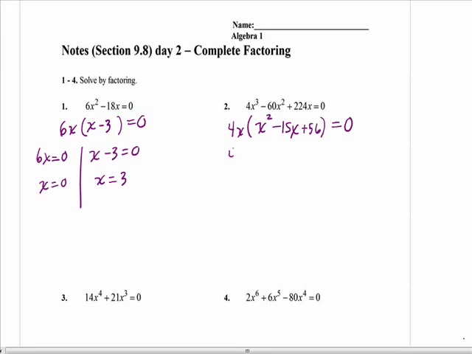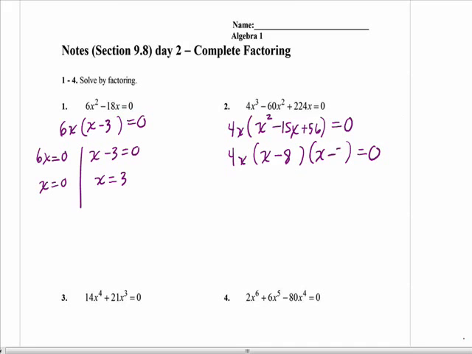Now, we have such good luck that our trinomial now does not have an a term, so much easier to factor. 2 sets of parentheses. And factors of 56 that add to negative 15. Who has them? Evan.